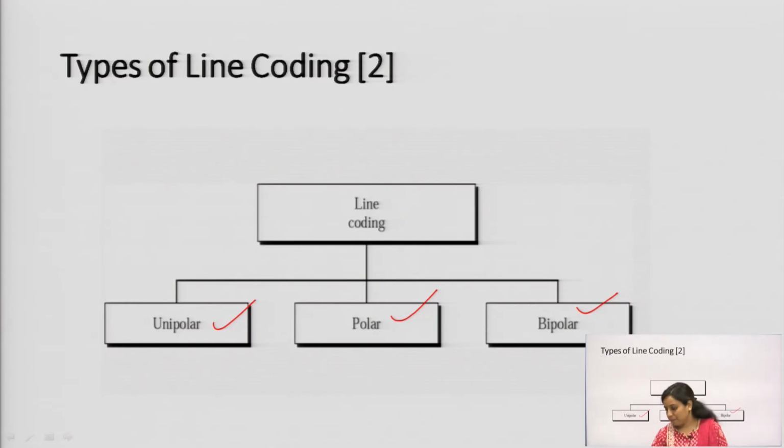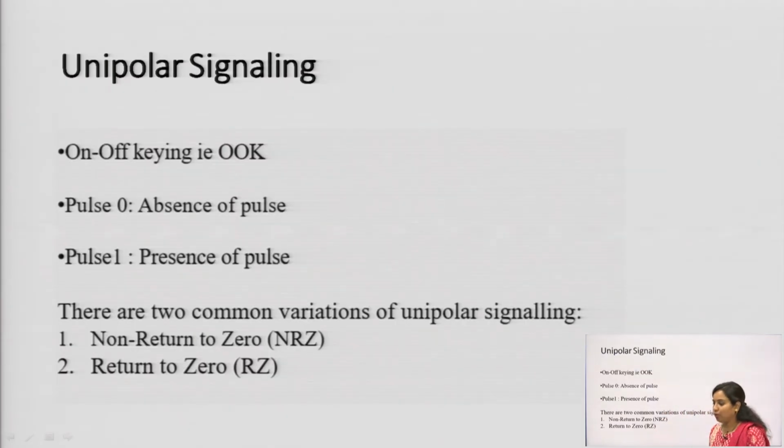We will see it. The first one is the unipolar signaling. It is also known as on off keying or OOK in the short form. Pulse 0 means absence of pulse, pulse 1 means presence of pulse. Now, I will show you.